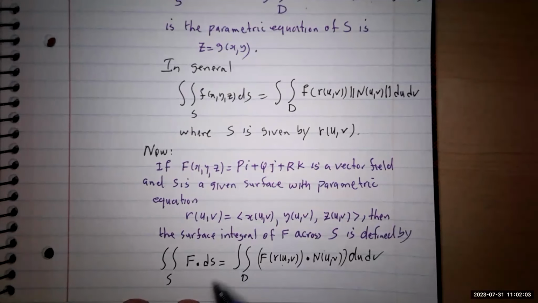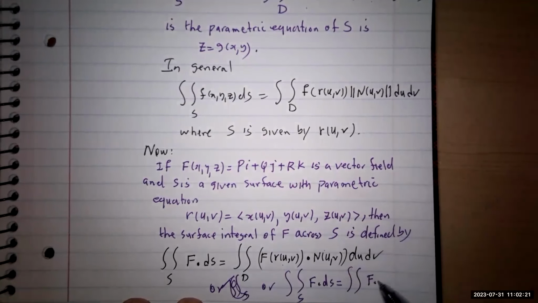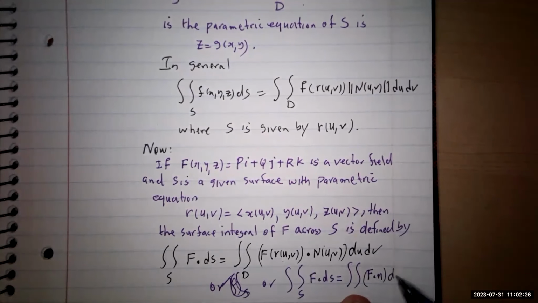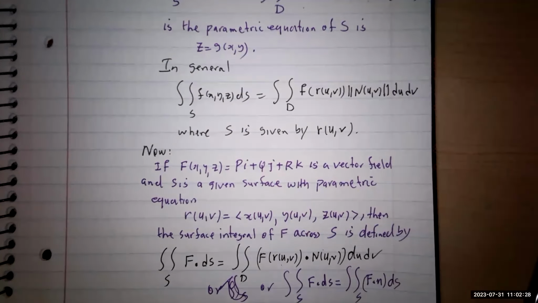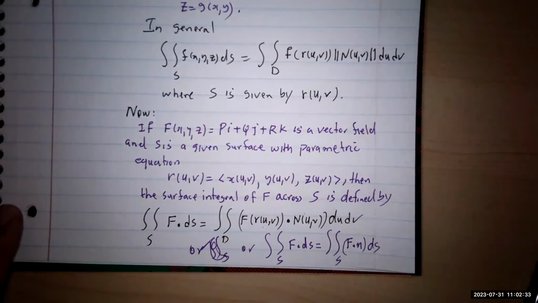Or in short, sometimes they write it in this form: the double integral over S of F dot dS. Dot dS is going to be the same as F dot n dS, if you like, the normal vector n. So this means if you are interested in finding the rate of change, or the speed, of the heat flow through a body, through the objects.